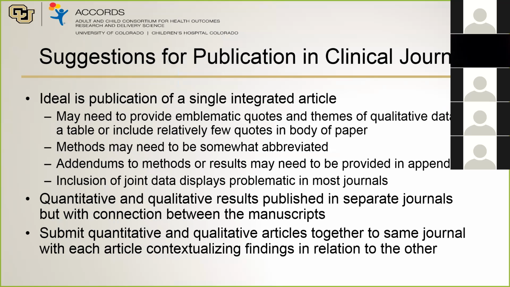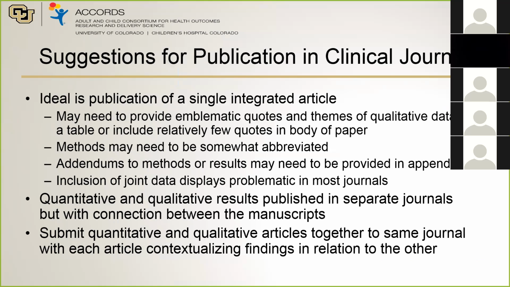So within those constraints, you may need to do things slightly differently than the ideal I just showed you. You may need to provide emblematic quotes and themes in a table and include relatively few quotes in the paper, because you may get away with a much larger table than you could by putting quotes into the paper. However, the methods may need to be abbreviated, even though you have to have all those elements in order for somebody to analyze the quality of your work. You may abbreviate them somewhat.